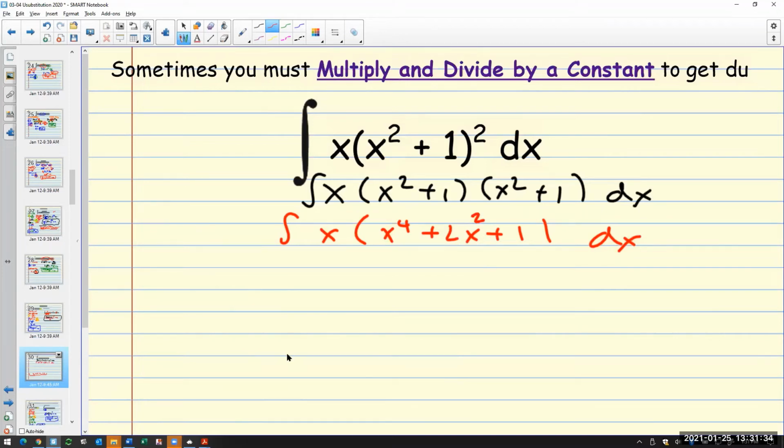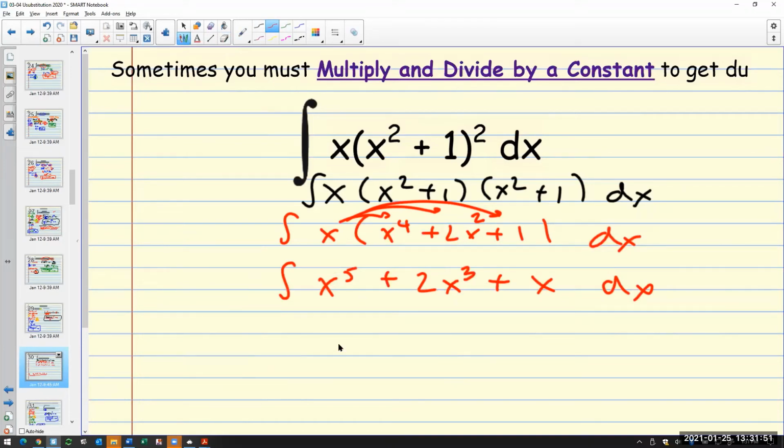Do you guys see that? I'm foiling that. And then I could distribute this. So that would be x to the 5th plus 2x squared plus x. That's the integral. Oh, sorry. Thank you for fixing that. Okay, 2x cubed plus x.